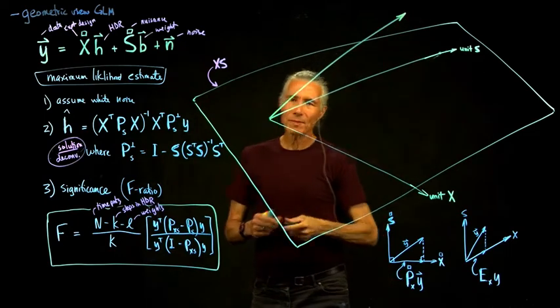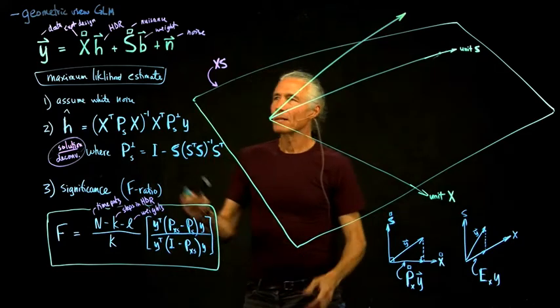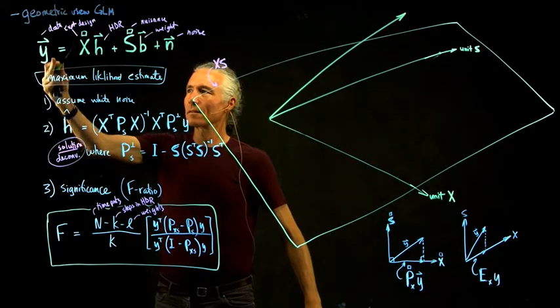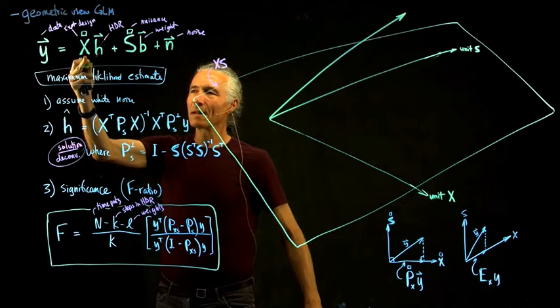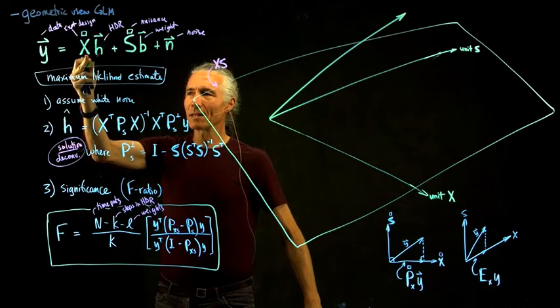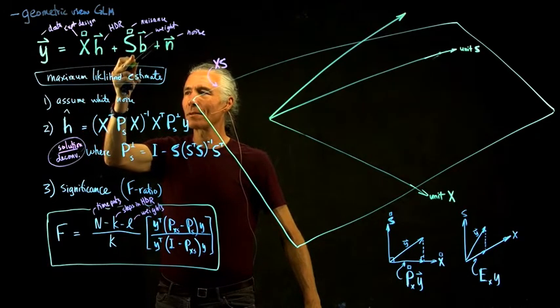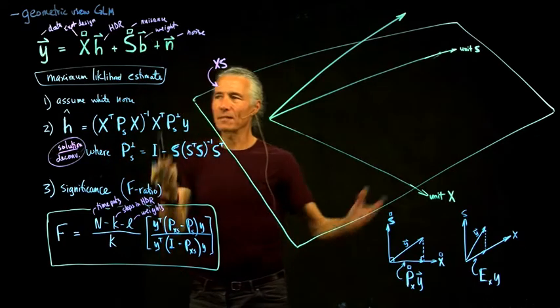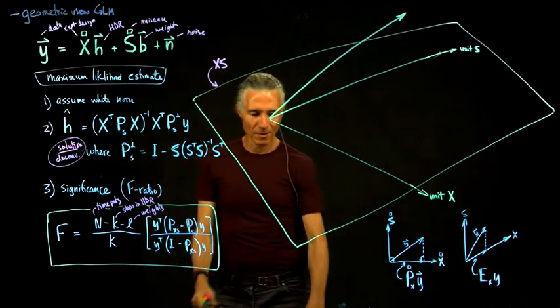So the data, remember, doesn't have to be in the space of things that can be explained by the experimental design and the things that can be explained by the nuisance. It could just be anything. The data is free to do whatever it wants.